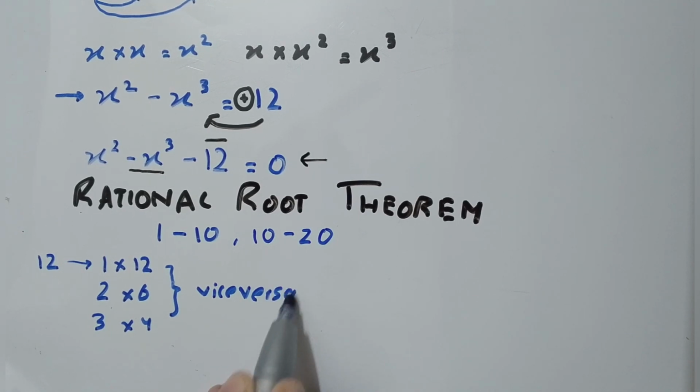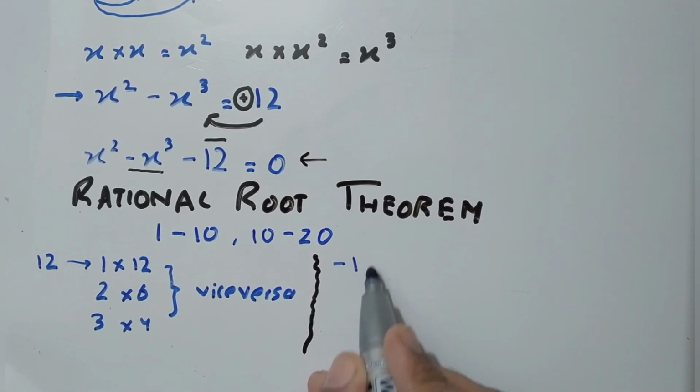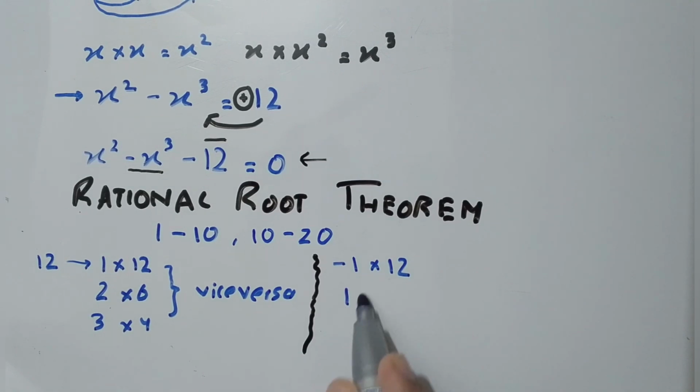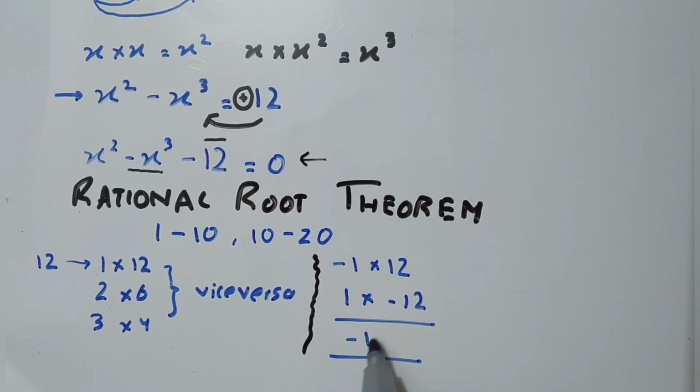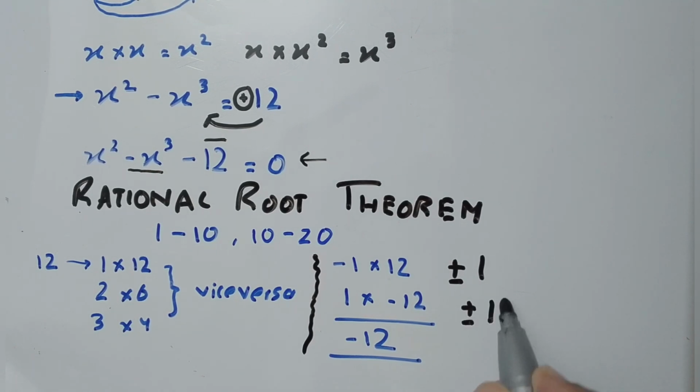But here's the kicker. This is 1 into 12, okay? But today we have discussed basically the factors of positive 12. In our case, the constant term is negative 12. Hence, for example, how can you come to negative 12? That could be negative 1 into 12 or 1 into negative 12. Both of these would eventually lead to negative 12. Hence, our factors could be either positive or negative 1 or positive or negative 12.